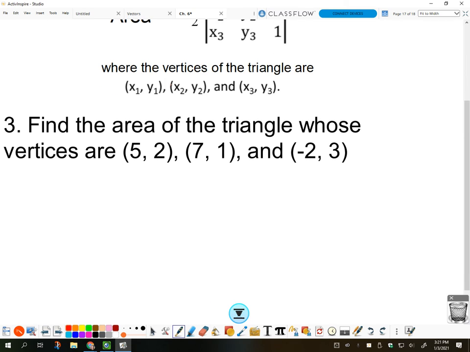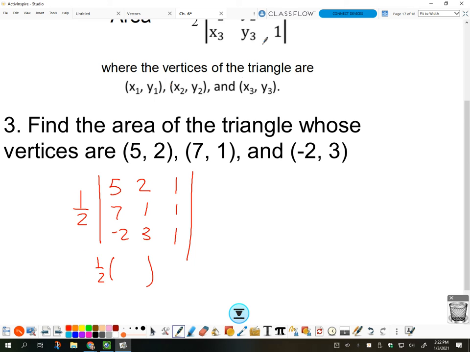Find the area of this triangle. We're going to do 1/2 times the determinant, and if you do straight bars instead of brackets, that means determinant. So we're going to say 5, 2, 7, 1, negative 2, 3. I just stacked my vertices and then added a column of ones. We're going to figure out what that determinant is, and then we'll decide whether we need to multiply by a positive or a negative 1/2.